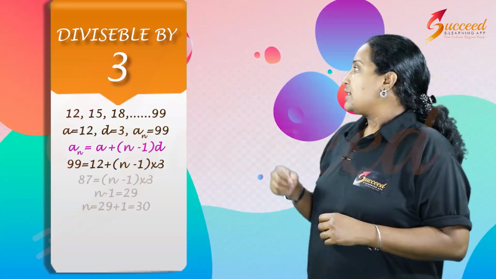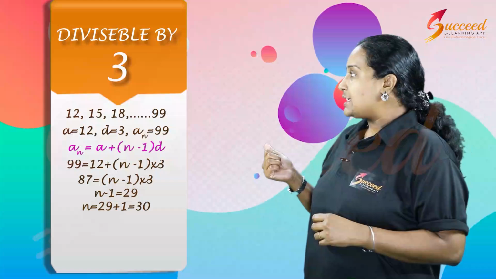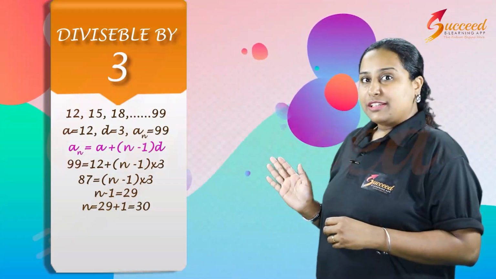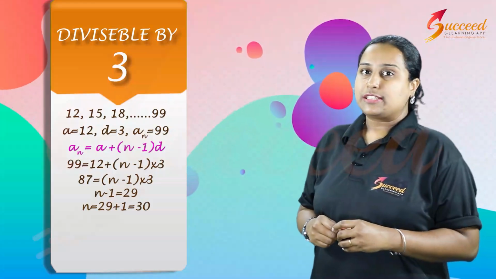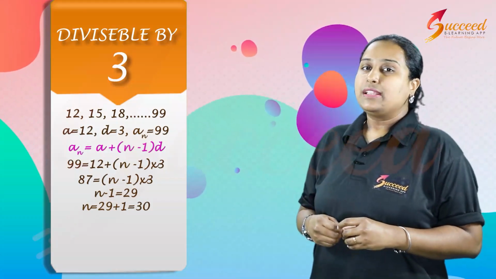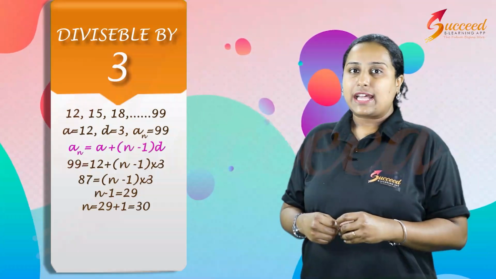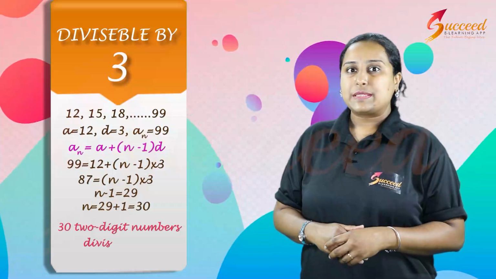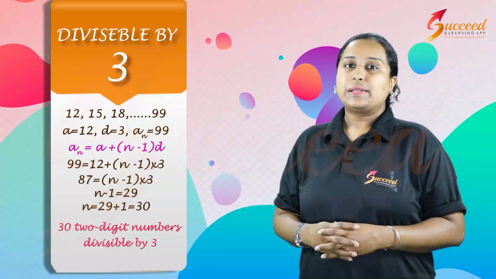So what do we get? In place of n you will be getting it as 30. So the number of 2-digit numerals in this particular series will be 30. So you can say that there are 30 2-digit numerals that are divisible by 3. So that will be your answer.